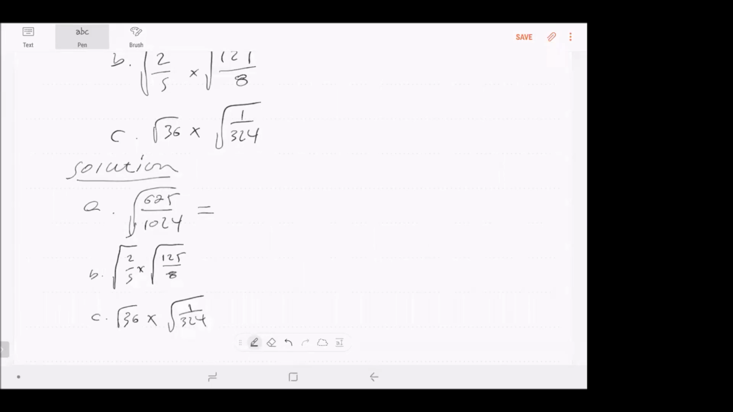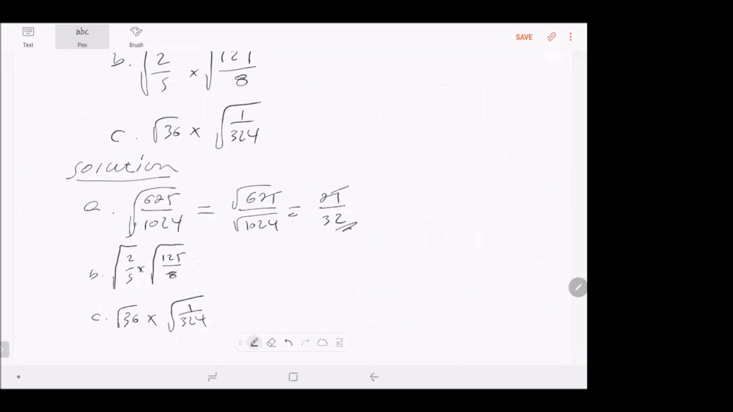What is the first answer? 25 over 32. Exactly. So simply by applying the above property, this expression can be rewritten as the square root of 625 over the square root of 1024. 625 is a perfect square, 1024 is a perfect square. 625 means 25 times 25, so it will be 25, and 1024 means 32 times 32, so it will be 32 when we extract from the square root. So the result will be 25 over 32.